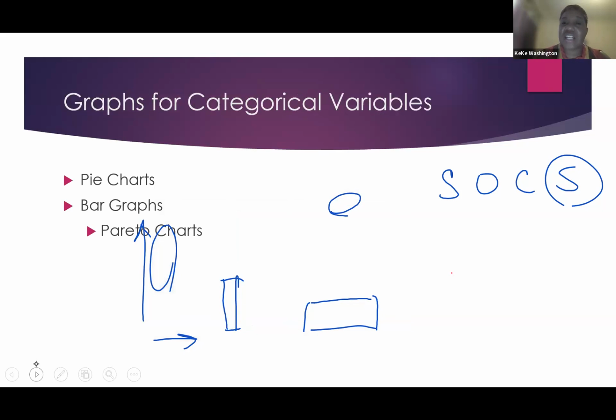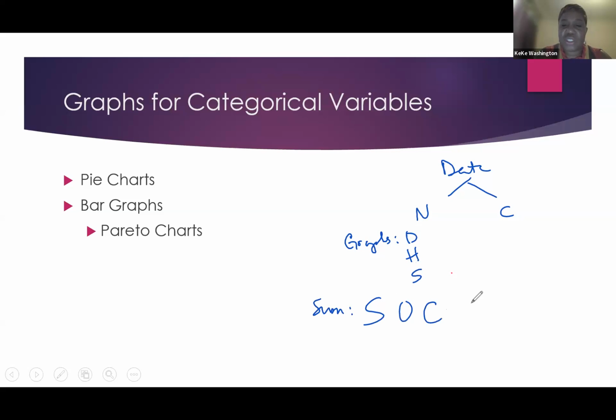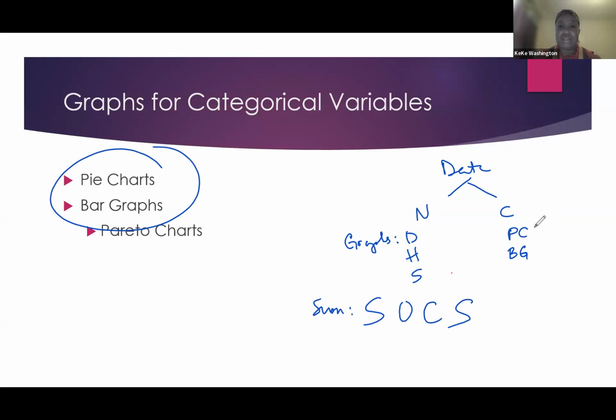So that's SOCS. That's for numerical variables. Remember, data is classified as numerical or categorical. Next, we talked about the graphs. So we did dot plots, histograms, and stem and leaf plots, and then when we summarize it, we said summarize using SOCS. But if it's categorical, you're able to create a pie chart and a bar graph. Now, a Pareto chart is a type of bar graph. It just puts the bars in order from the highest frequency to the lowest frequency.